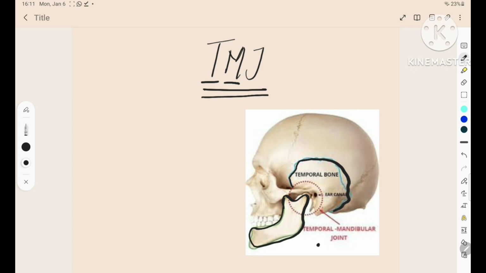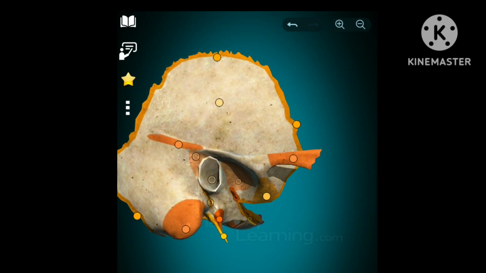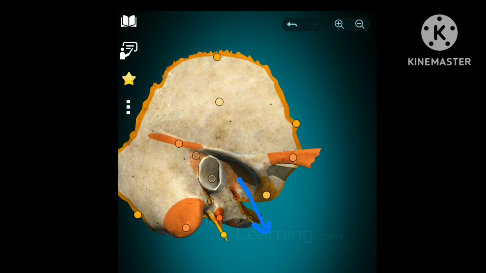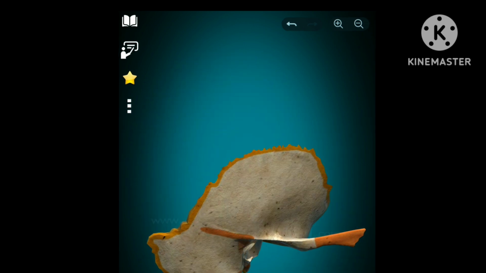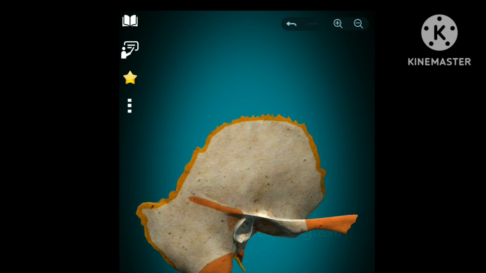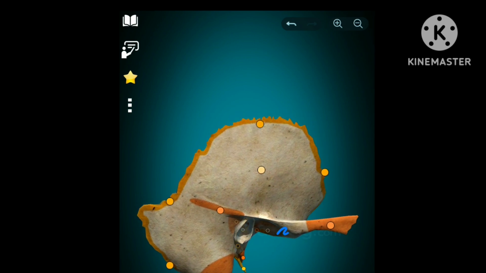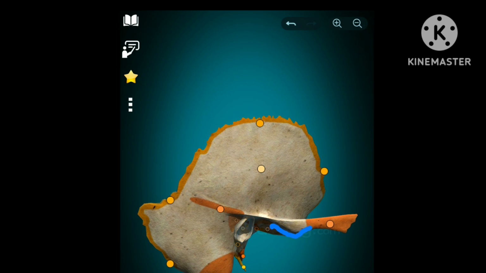Firstly, we discuss the temporal bone. It consists of two main components we need to remember for the temporomandibular joint, that is the mandibular fossa as well as the articular eminence. It is called an eminence because it appears to be an elevated structure over here. So here you can observe how it appears. There is a slope over here, because of which it is called the articular eminence.